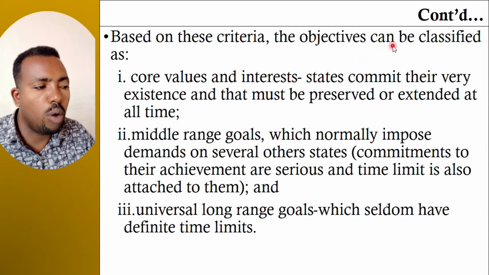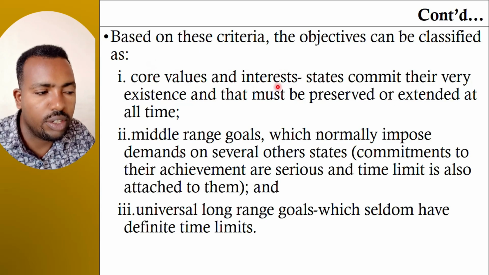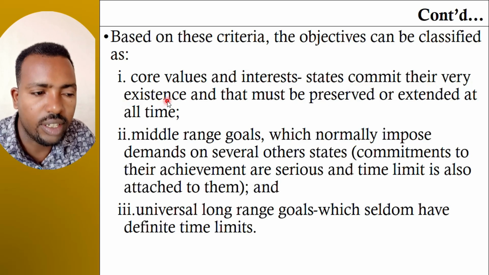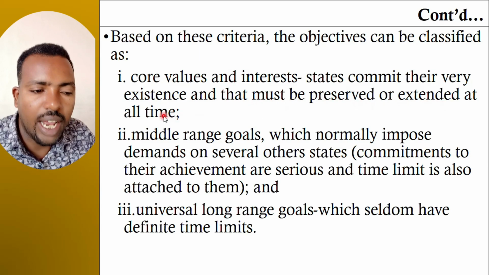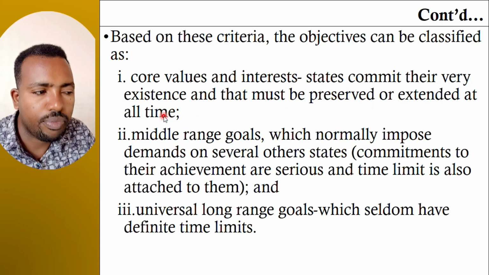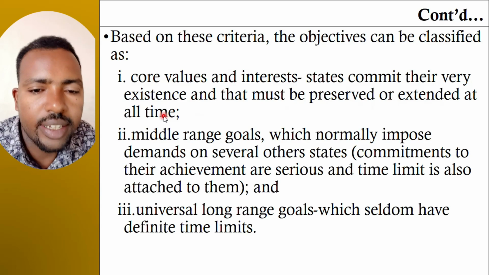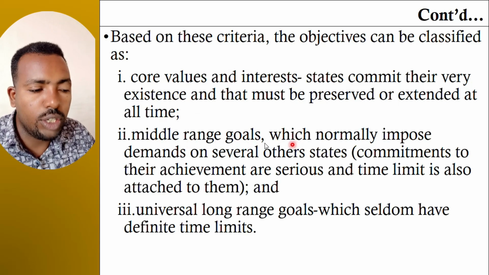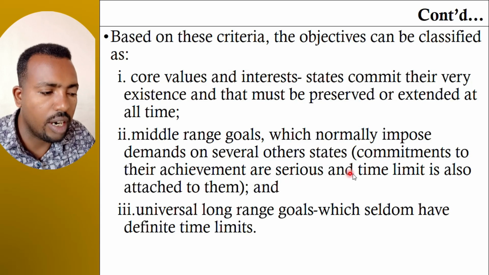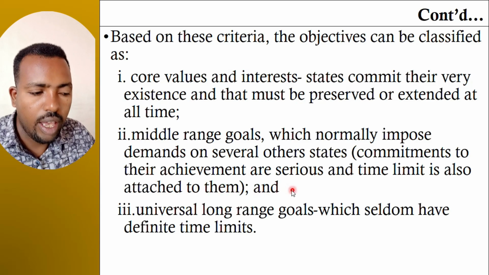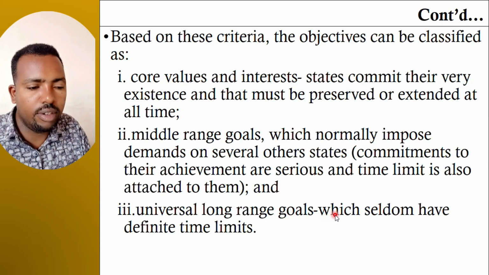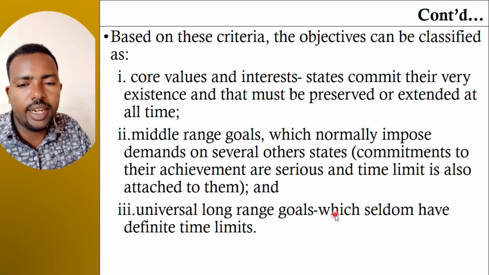Based on these criteria, the objectives can be classified, as we have said, as core values and interests. Basically, these interests are very crucial, and states commit their very existence to them, and they must be preserved or extended at all times. At all times, states are ready to achieve and maintain this kind of interest. Their very existence is connected to these objectives. Mid-range goals normally impose demands on several other states, commitments to their achievement are serious, and a time limit is also attached to them. And universal long-range goals seldom have time limits. So these are the categories. The mid-range are in between the long-range and the short-range objectives.